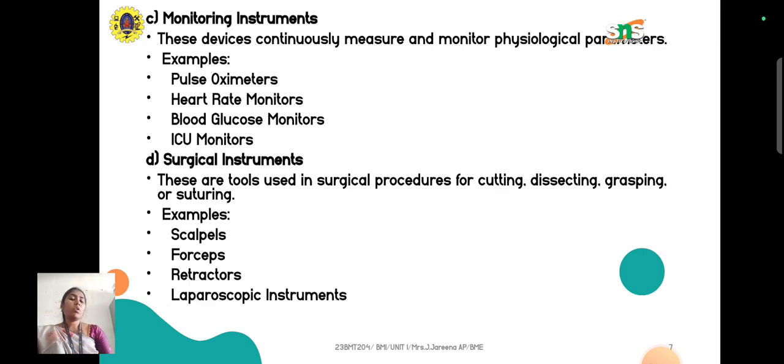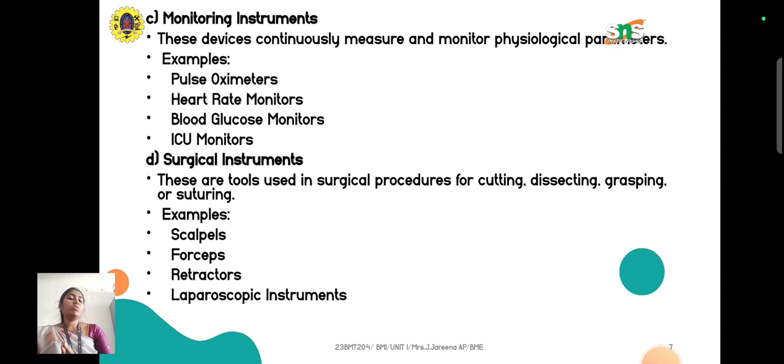Next one is monitoring instruments. This particular instrument is used to monitor the physiological data of patients 24 by 7. Examples for monitoring instruments could be pulse oximetry, heart rate monitor, blood glucose monitor, ICU monitors, and so on. Next one is surgical instruments.